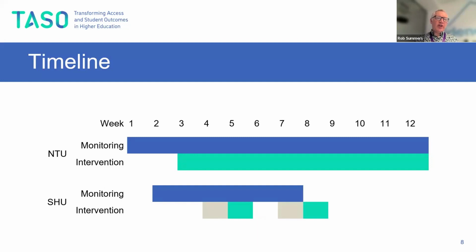During the first term of autumn 2022, at Nottingham Trent, the monitoring takes place over the full 12 weeks of term, and interventions can occur from week 3 onwards. At Sheffield Hallam, they do it slightly differently. Monitoring occurs between week 2 and week 8, and then some checking of the data occurs in week 4 and week 7, and then the interventions occur the week after that. So they only occur at 2 points, whereas at Nottingham Trent, the interventions can occur all the way through the term.